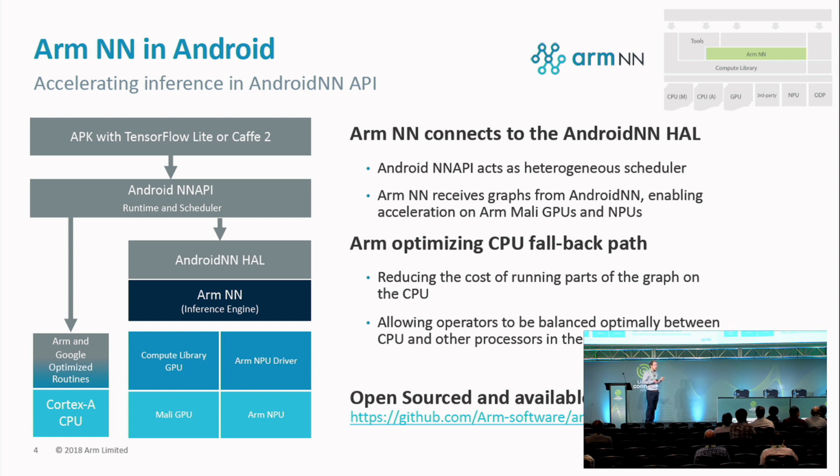But we've also been doing a lot of work with Google over the past year or two, optimizing the CPU routines that are available in TensorFlow Lite and available in the Android NN API. And so on the Android deployment of this, you fall back to using the scheduler that is available within the Android NN API, and you're just using the Arm NN inference engine to translate those networks to run on the GPU or the NPU.